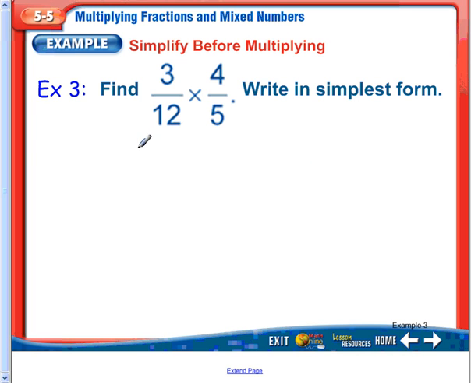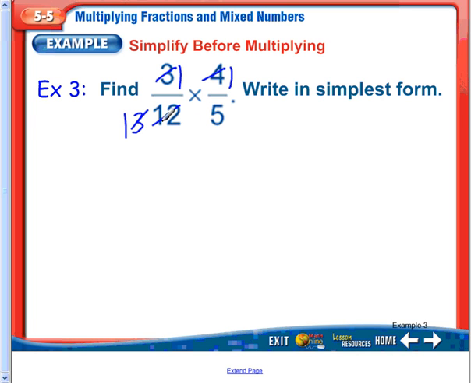Example number 3. All right, to start off with, I can look diagonally. To simplify, I can divide 4 and 12 both by 4. So the 4 will turn into a 1. The 12 will turn into a 3. Okay, now I can look straight up and down, and 3 and 3 can both be divided by 3. So the 3 will turn into a 1, and this 3 will also turn into a 1.